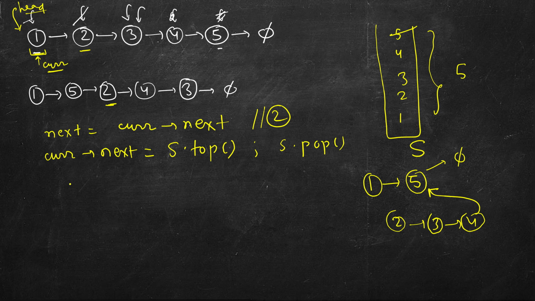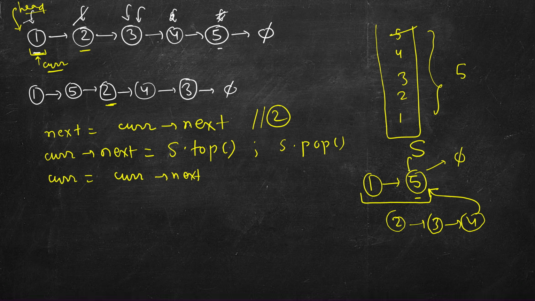Next, current should move here at 5. So this part is finalized now. After 1 there will be 5. So current equal to current next. You don't need to use this solution, I am just writing it. It will give you some practice. And then we will also see a better solution, so stay tuned for that.